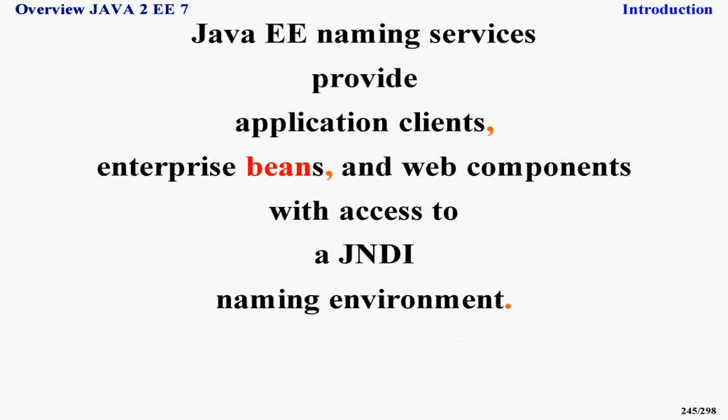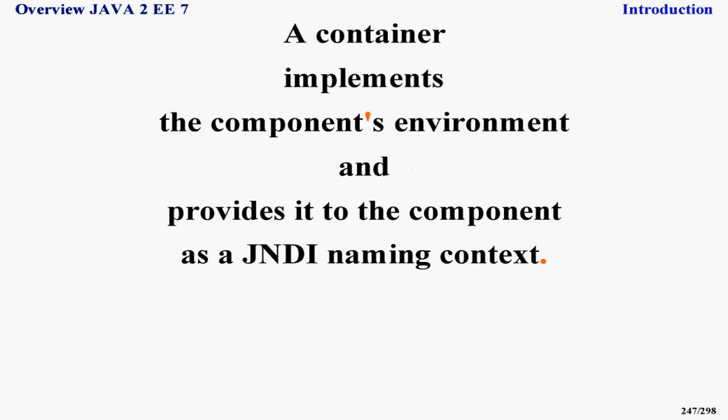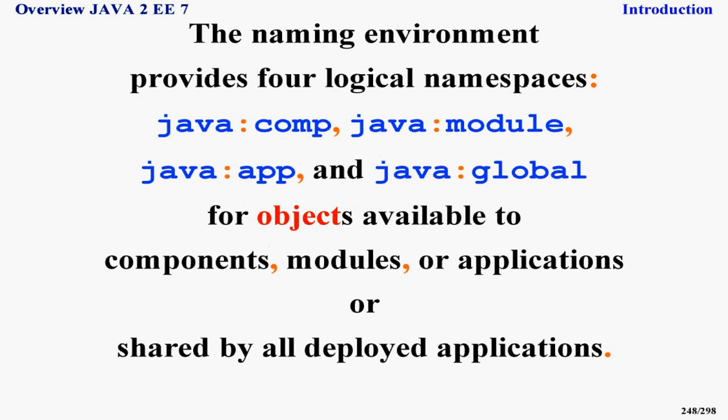Java EE naming services provide application clients, enterprise beans, and web components with access to a JNDI naming environment. A naming environment allows a component to be customized without the need to access or change the component source code. A container implements the component's environment and provides it to the component as a JNDI naming context. The naming environment provides four logical namespaces: java:comp, java:module, java:app, and java:global for objects available to components, modules, or applications, or shared by all deployed applications.